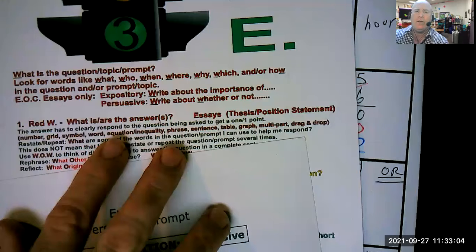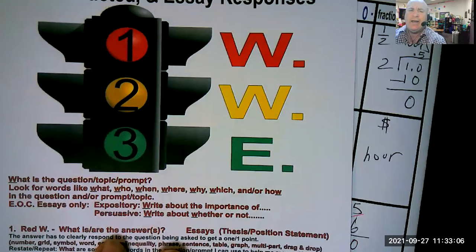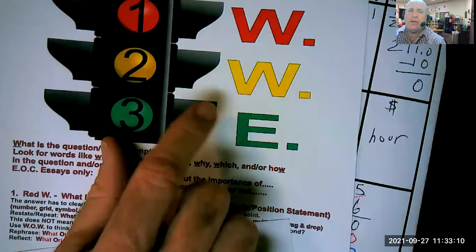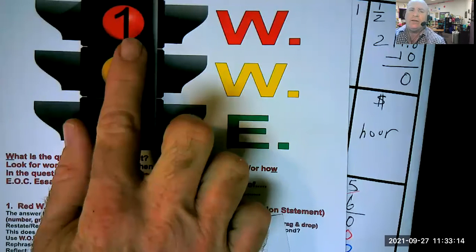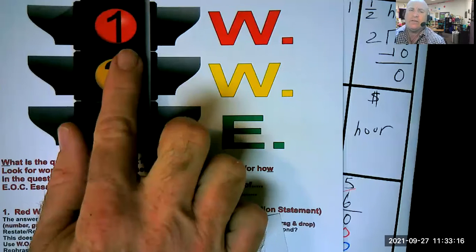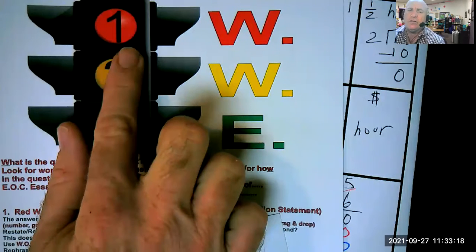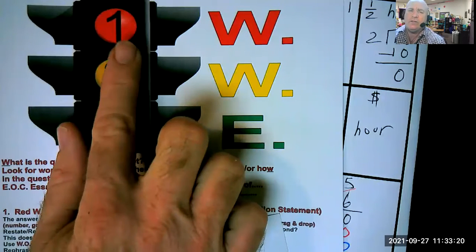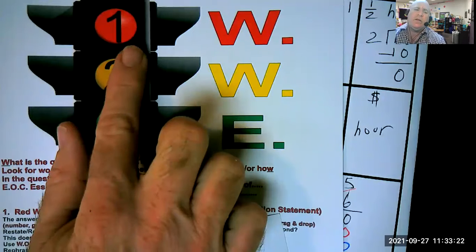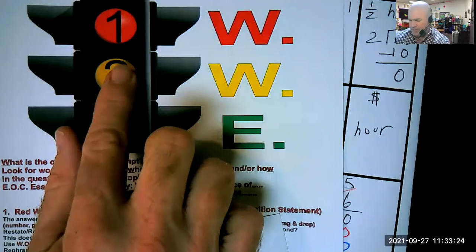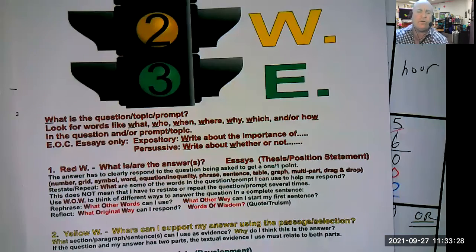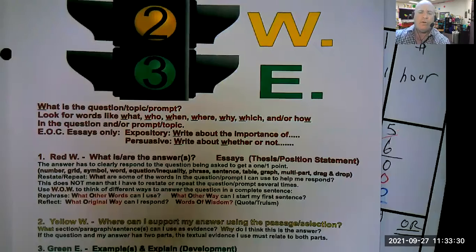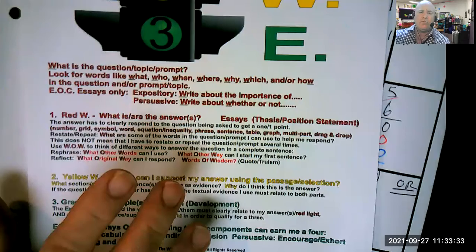How do I get a one? Make sure I answer the question. Make sure I have a central idea, what they used to call it in fourth grade, a controlling idea in seventh grade, a thesis in ninth grade, and a position in 10th grade. Have reasons and examples, and all of that is listed for a two when you want to turn it to a two, but we're not going to worry about the twos and the threes and the four.